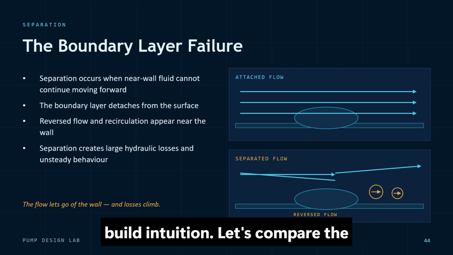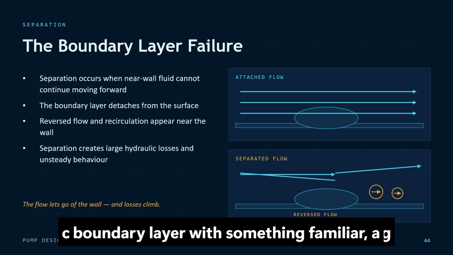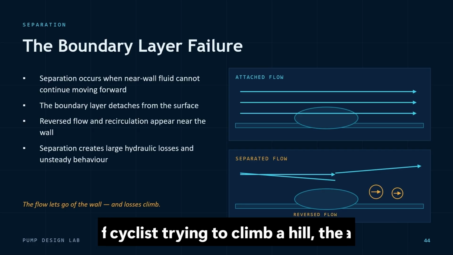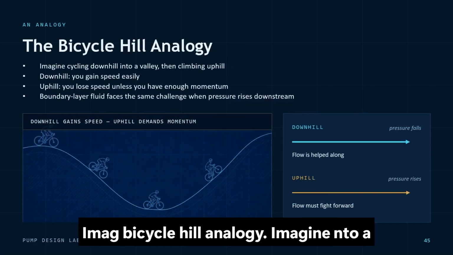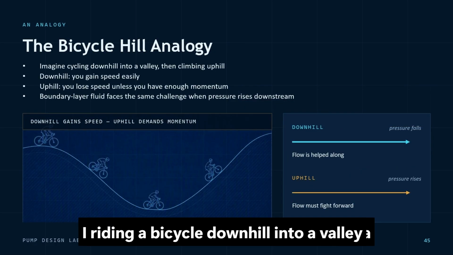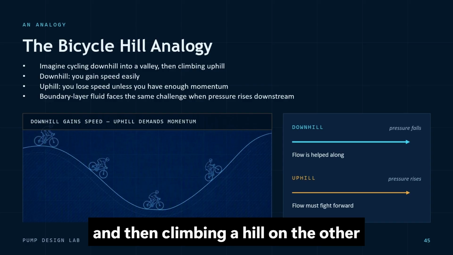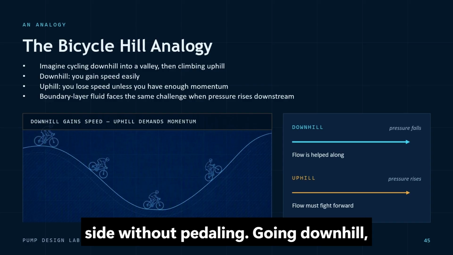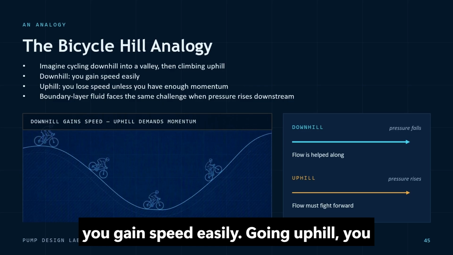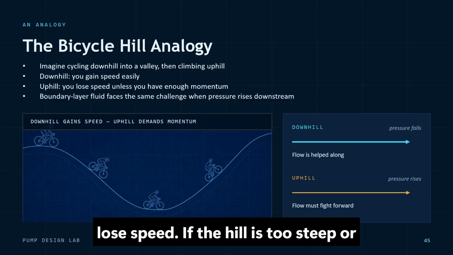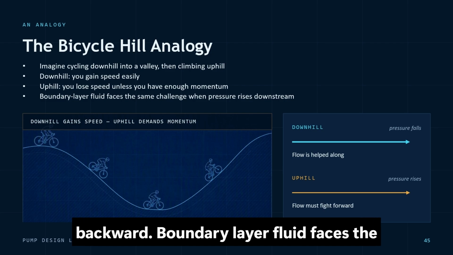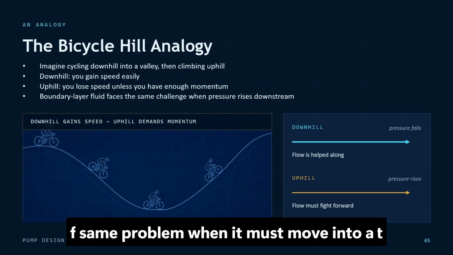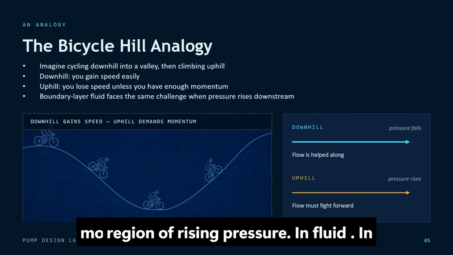To build the intuition, let's compare the boundary layer with something familiar, a cyclist trying to climb a hill. The bicycle hill analogy. Imagine riding a bicycle downhill into a valley and then climbing a hill on the other side without pedaling. Going downhill, you gain speed easily. Going uphill, you lose speed. If the hill is too steep or too long, you eventually stop and roll backward. Boundary layer fluid faces the same problem when it must move into a region of rising pressure.